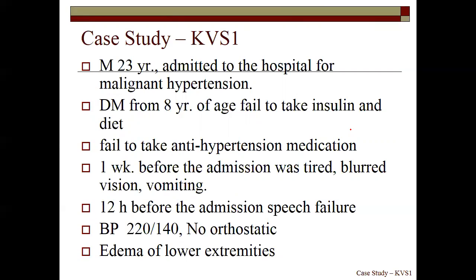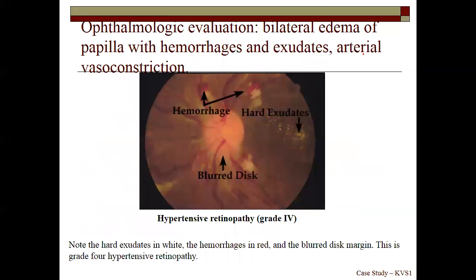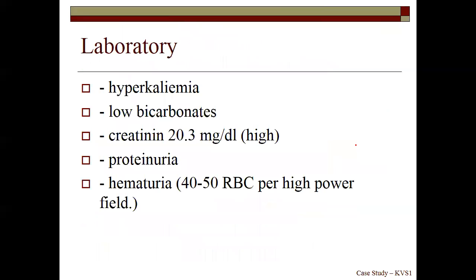Blood pressure is 220 over 140. No orthostatic hypertension or hypotension. He has edema in the lower extremities. When they examine his ophthalmic evaluation, he's got hemorrhages in the retina. He's hyperkalemic. He's got a low bicarbonate level. His creatinine is 20. He's got protein in his urine. He's got red blood cells in the urine as well.